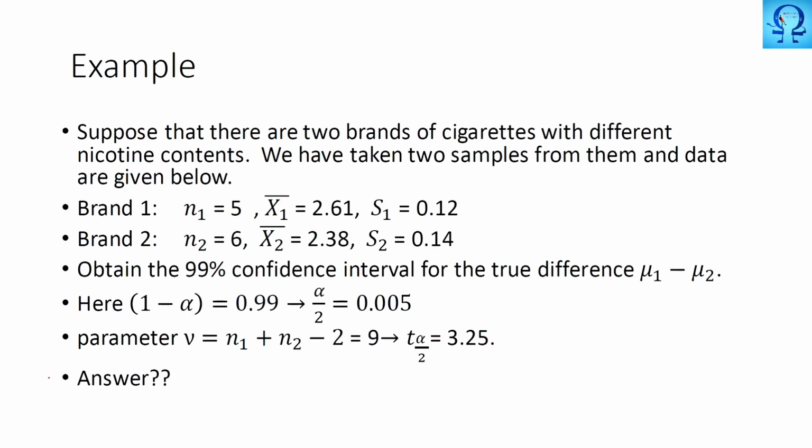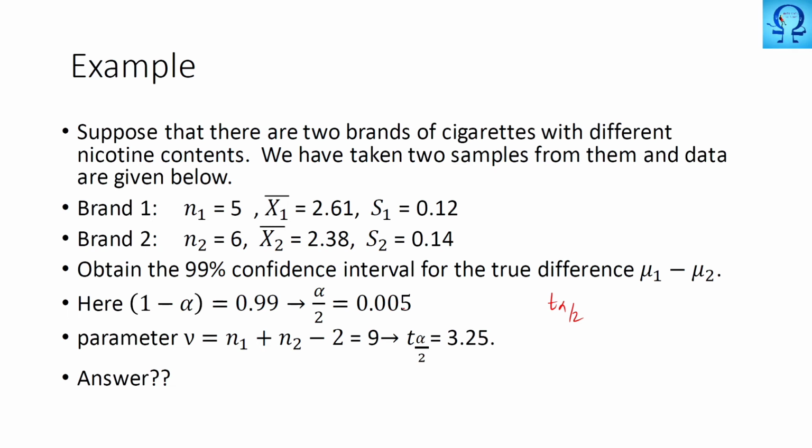Okay, here in the problem we are given that suppose there are two brands of cigarettes with different nicotine contents. We have taken two samples from them and data are given below. So data is basically given to us. We are asked to find out the 99% confidence interval for the true difference. So here what should we do? We will have to find out the value of t alpha upon 2 for what value of alpha? Alpha is 0.01, isn't it?